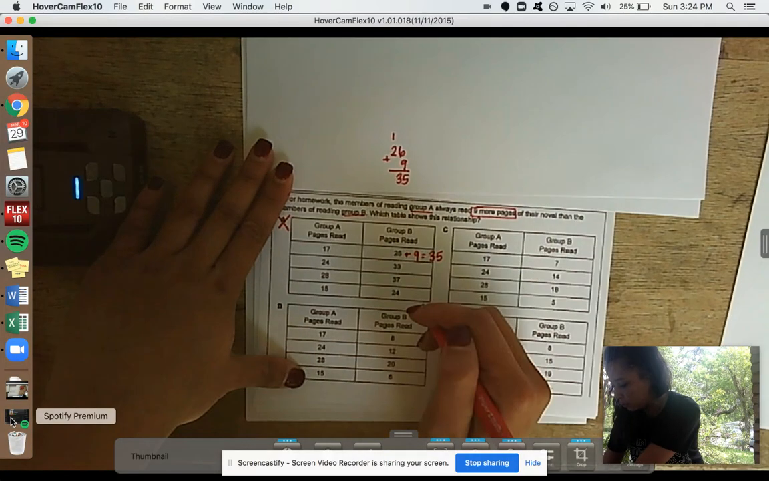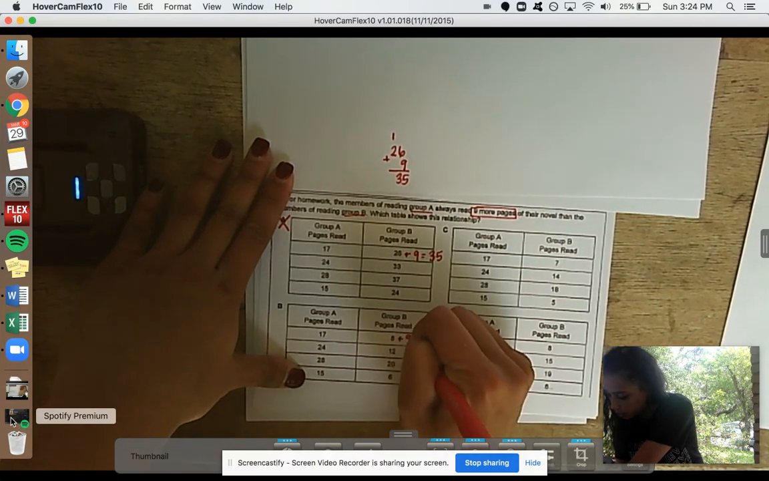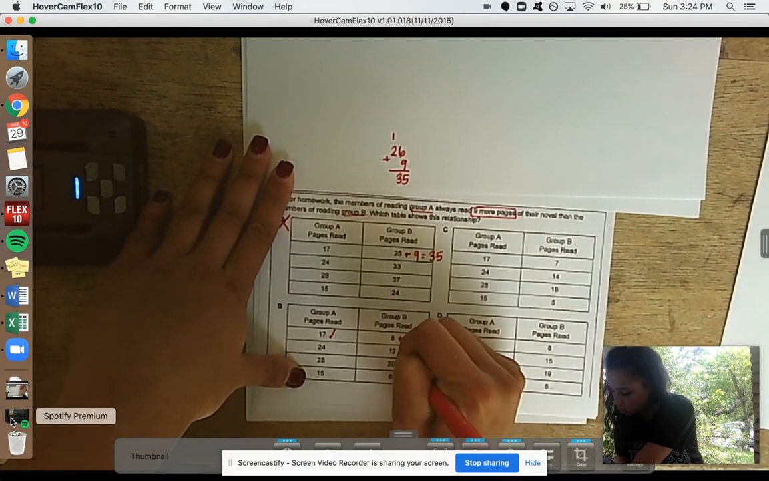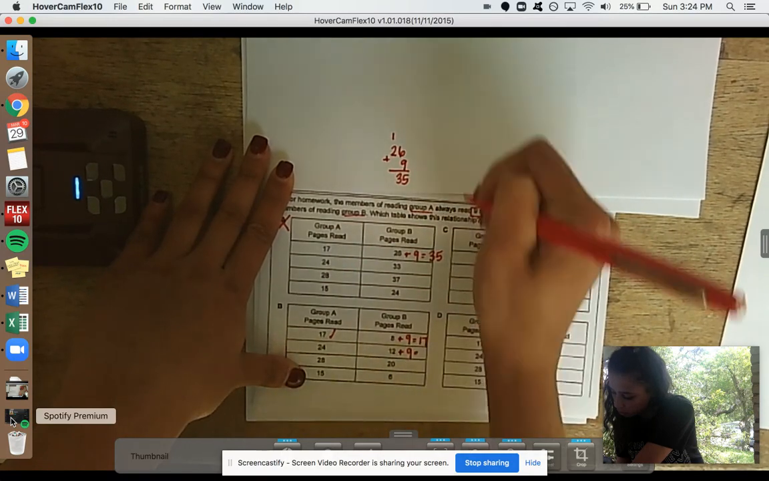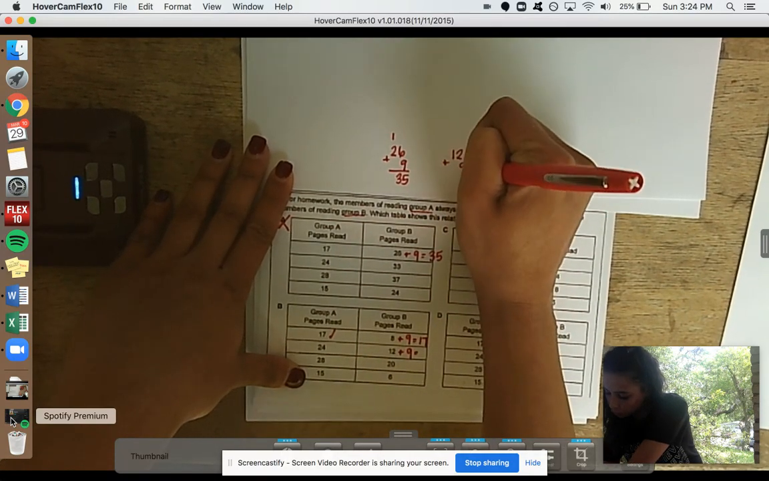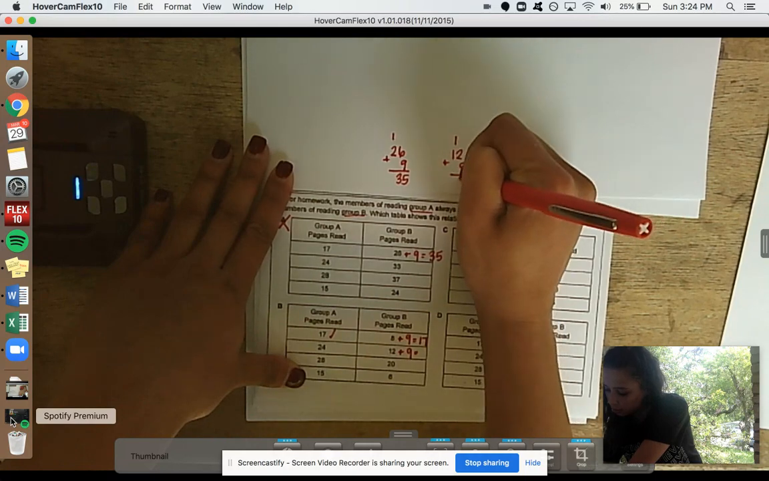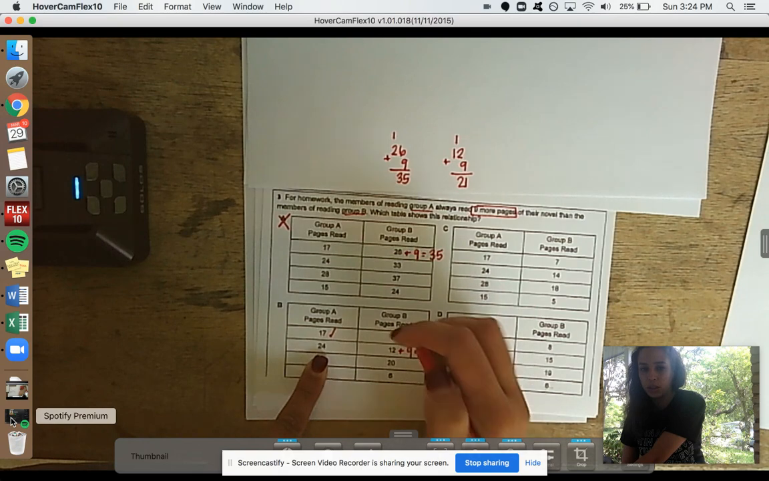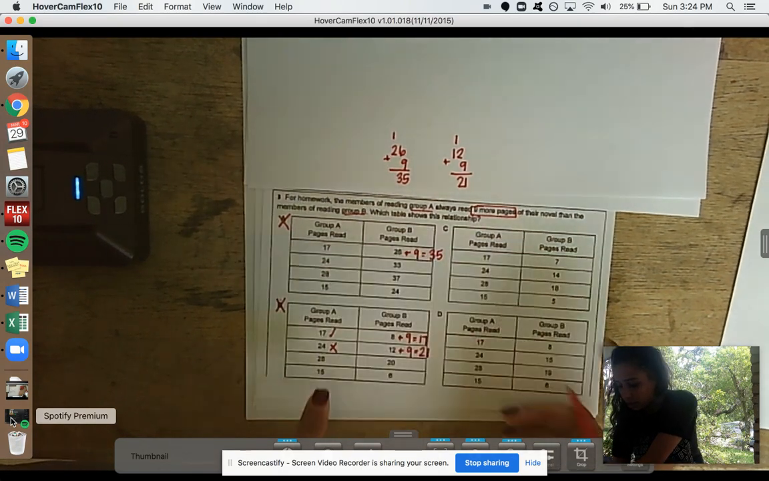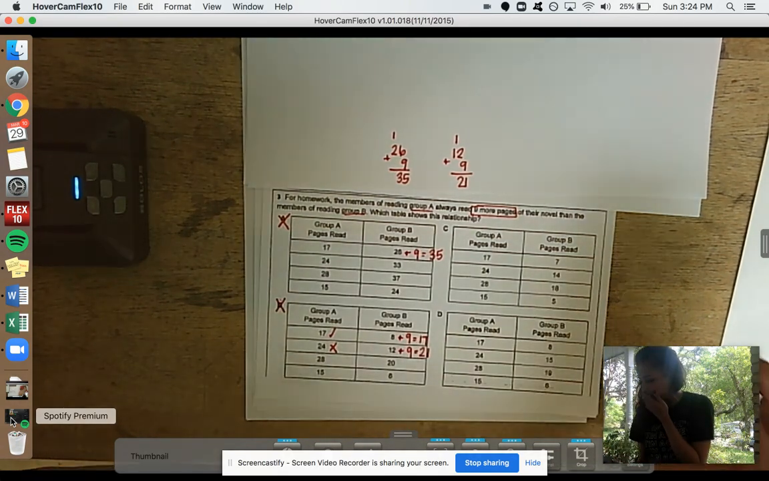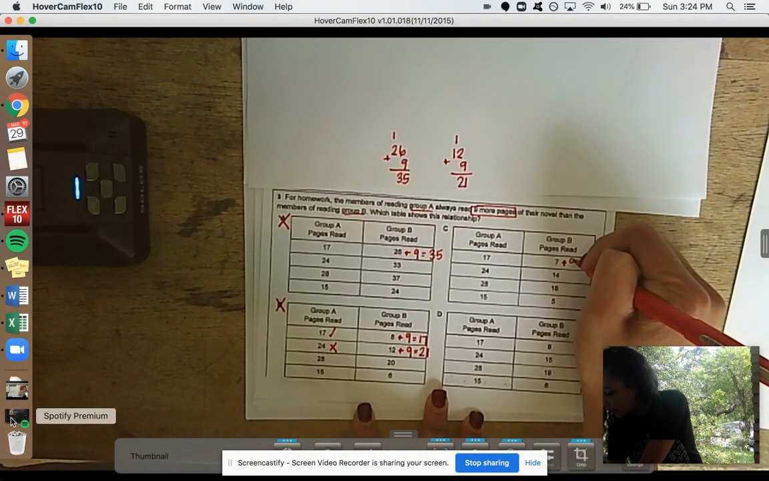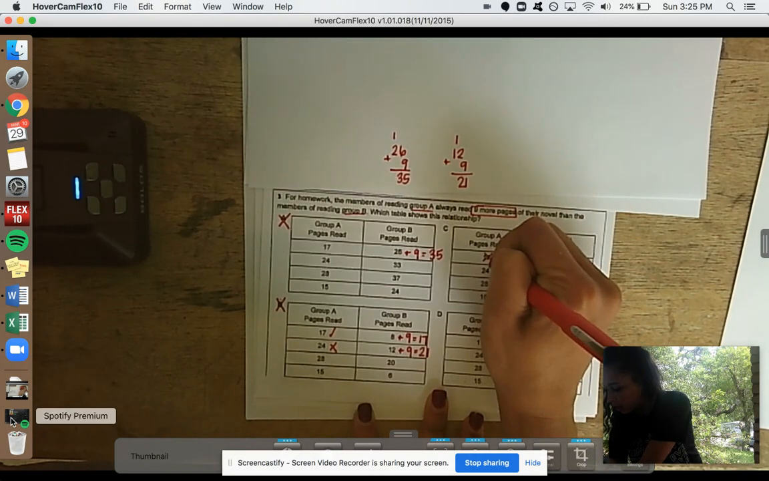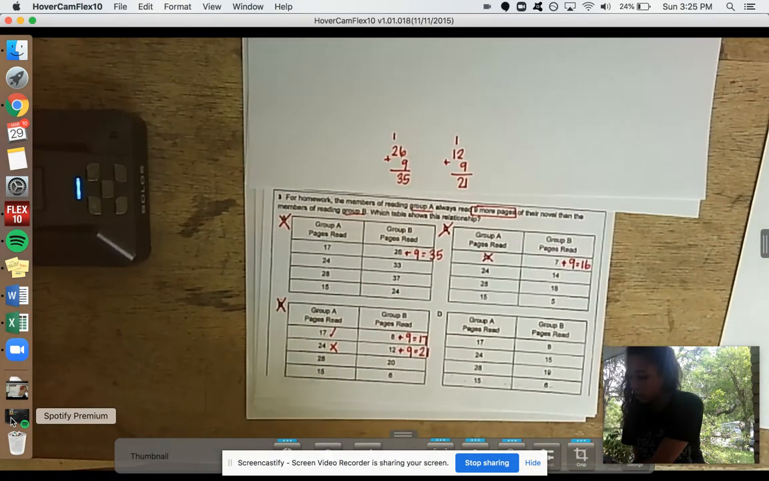Let's check B. 8 plus 9 equals 17. So it looks like that matches. Let's check the next one. 12 plus 9. 2 plus 9 is 11, equals 21. 21 and 24 don't match. So I'm going to slash the trash on B. For C, we have 7 plus 9. That equals 16, which already doesn't match. So I can slash the trash on C.